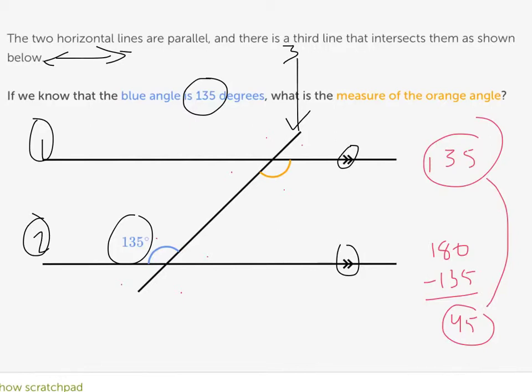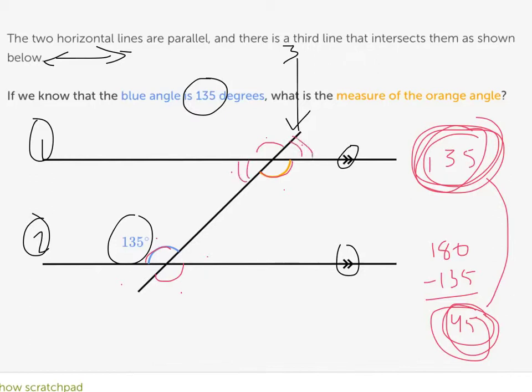And honestly, if you've got a discrepancy like this, where one of them's an obviously obtuse angle and one of them's an obviously acute angle, you could pretty much say every obtuse angle is going to be 135. And every acute angle is going to be 45. Okay? That's just the cheating way to do it. Don't tell anybody I told you that. Do not tell a soul.